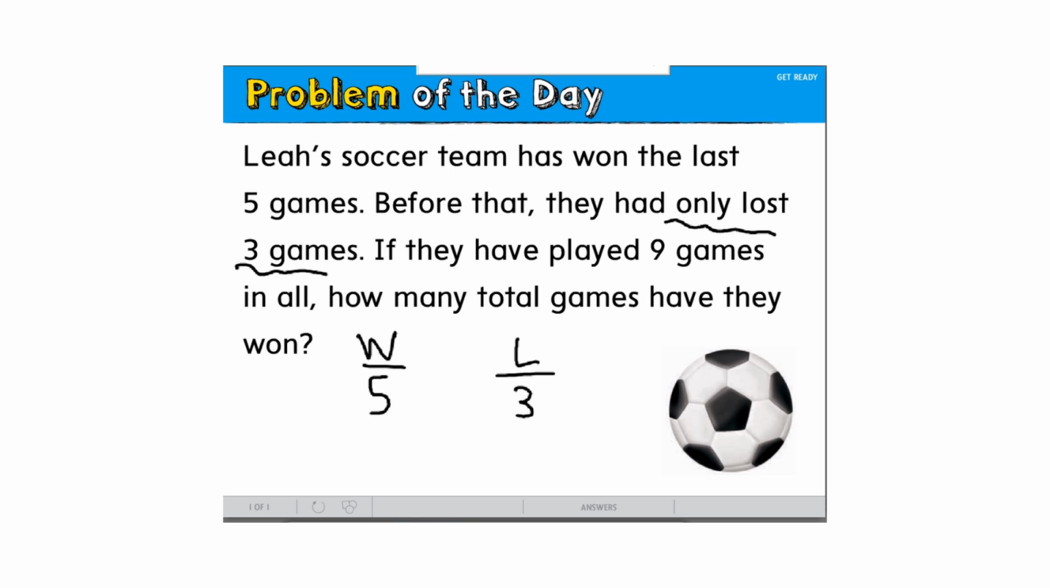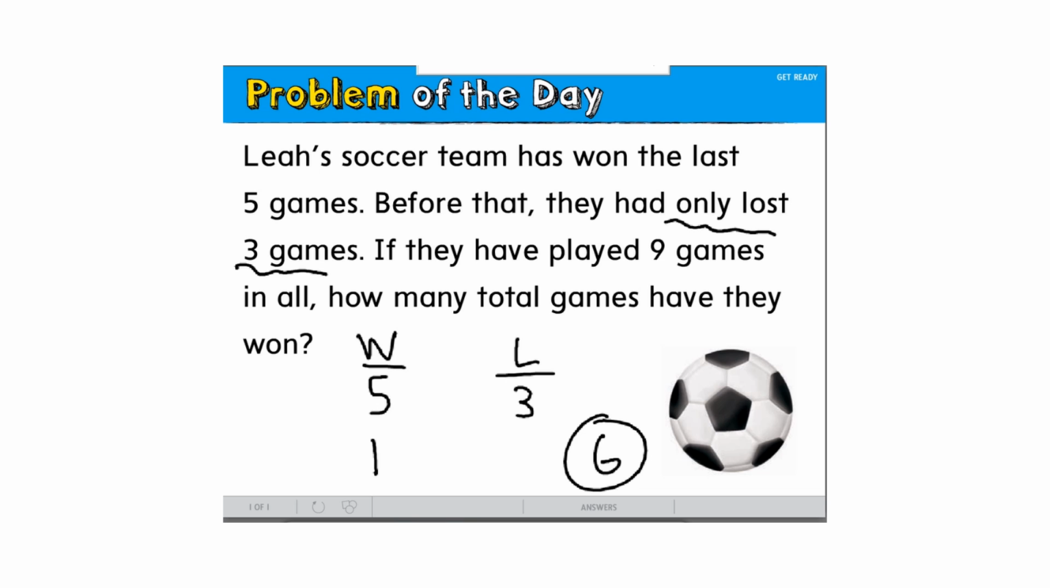You're right, it does. It says before that. So before the 5, they only lost 3. So they would need to have played 1 more game that we don't know about. But if they only lost 3 total, then that means they must have won that other game. So that would be another win over here. So in total, they've won 6 games.